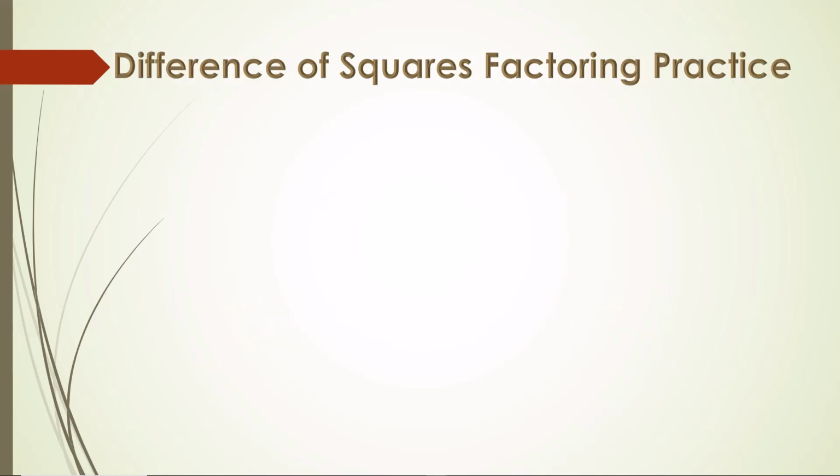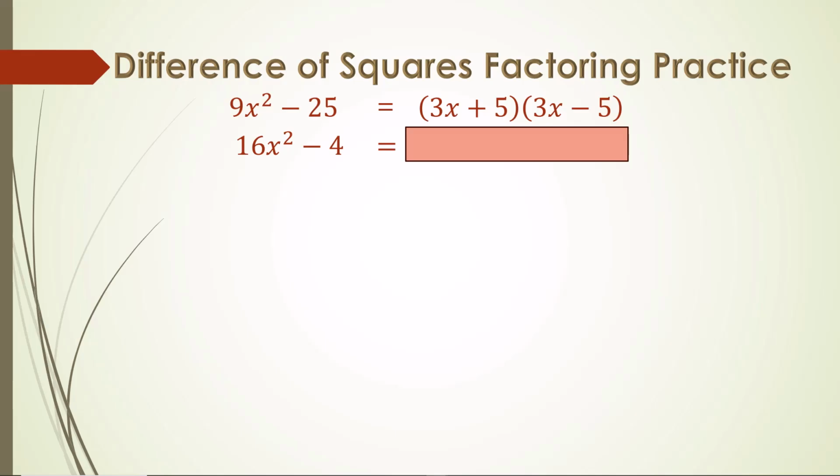Let's practice a few. In this first example, 9x squared minus 25. Think about the square root of 9x squared, 3x, the square root of 25, 5, and put it into the pattern, 3x plus 5 times 3x minus 5. In this next one, 16x squared minus 4, the square root of each term, 4x and 2, put it into the pattern, 4x plus 2, 4x minus 2.